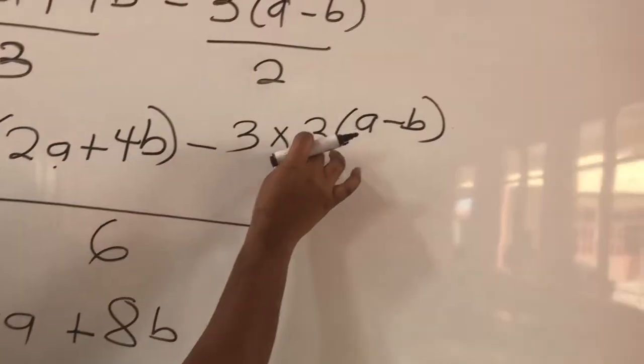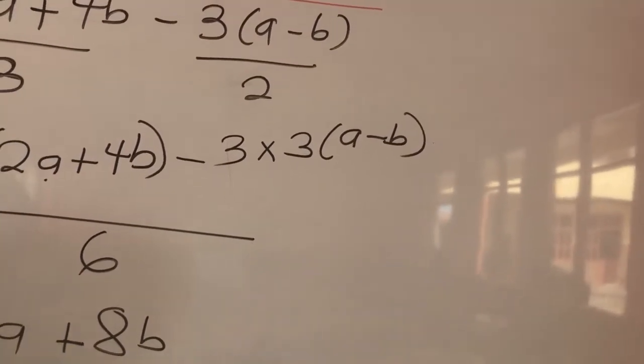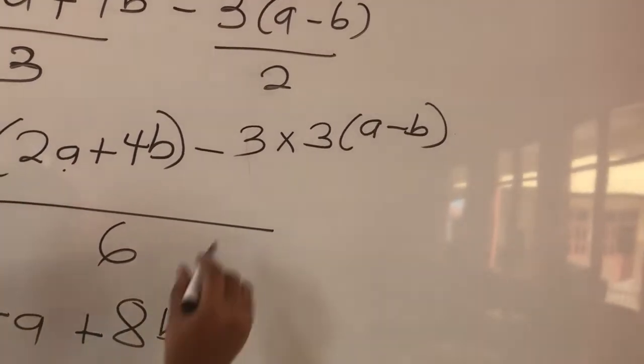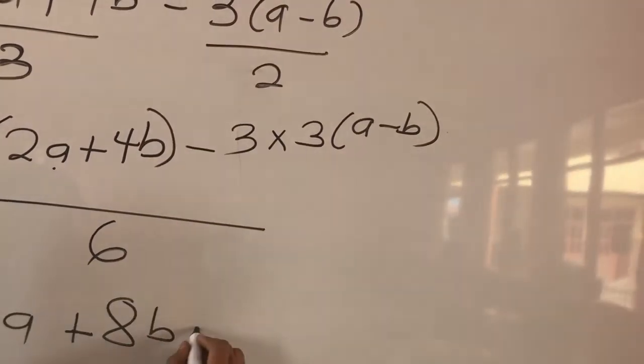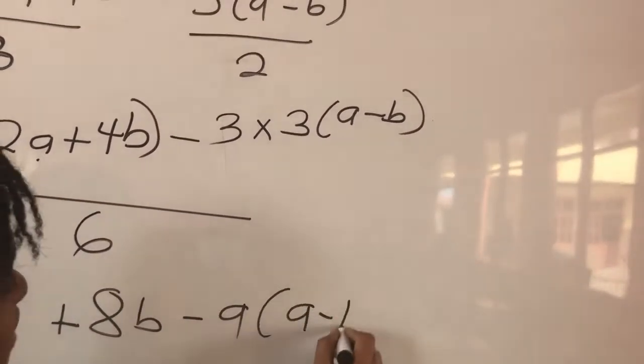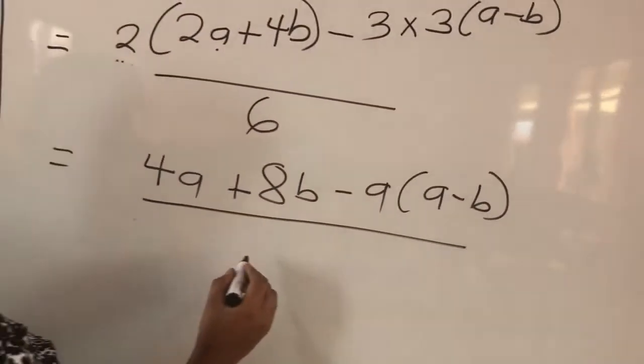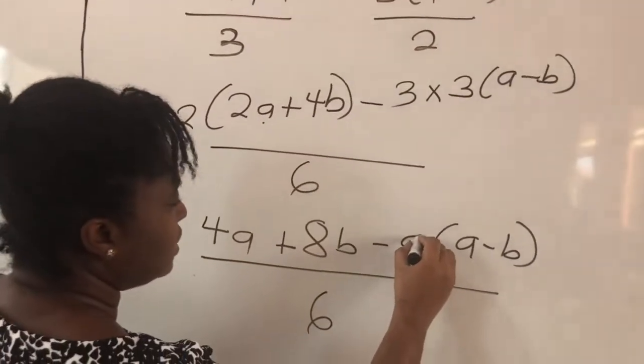Now look here, you multiply these people first. Negative 3 times positive 3. A negative number times a positive number will always give you what? A negative number. So negative 3 times positive 3 will give you what? A minus 9. Then you bring your A minus B here, all over the LCM, which is 6.